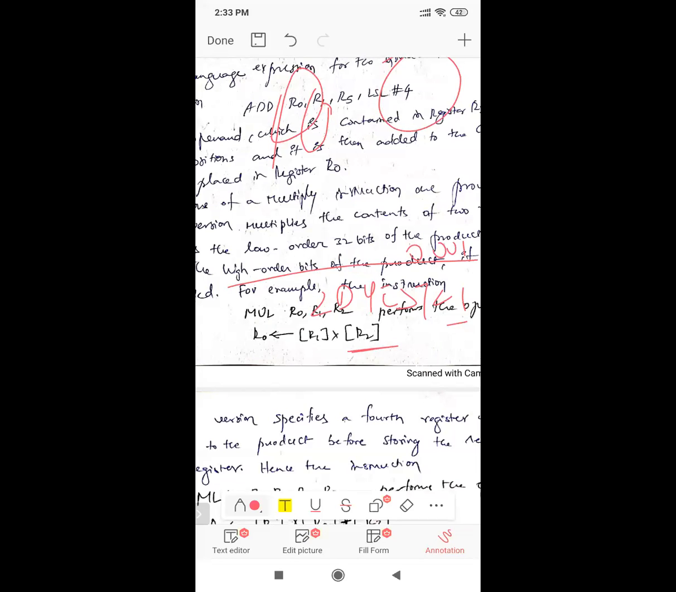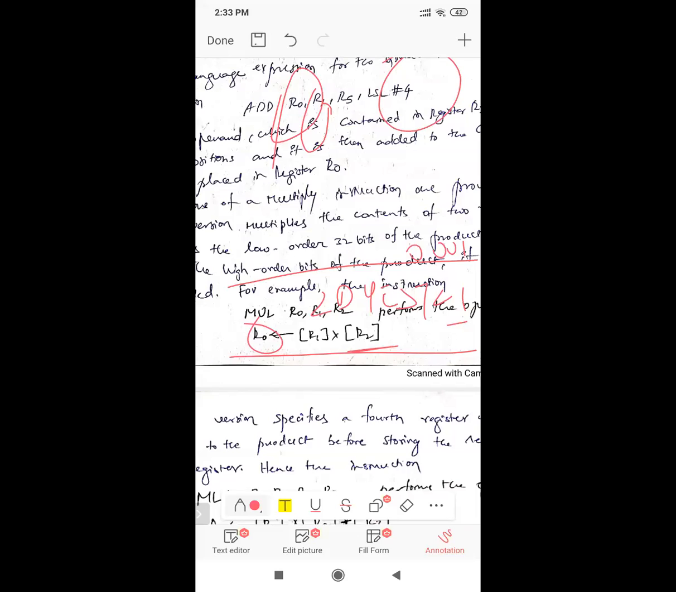Similarly, the R2 register also contains 32 bits. Both are multiplied. The result may be greater than 32 bits. But in an instruction there is only one destination register, not two. That's why the higher order 32 bits are stored in the destination register, and the remaining bits are discarded. The higher order bits of the product are stored in the destination register, and the remaining bits are not stored. These bits are stored in the ALE special register. If you want those bits, you have to read them from the ALE.